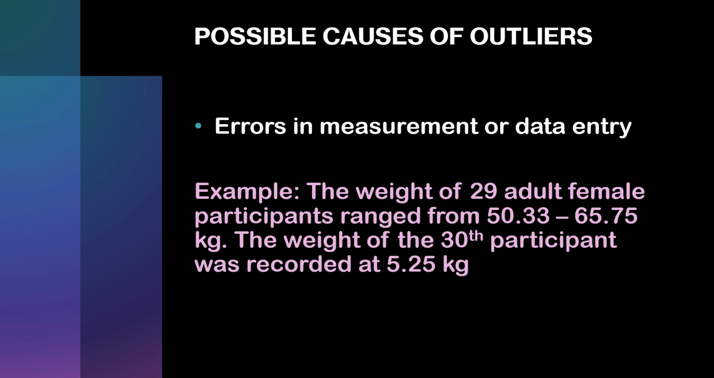Don't guess. Don't say, oh, this is 52.5 kilograms. I just misplaced the decimal point. You are not sure about that, so what is the right thing to do? Go back to the 30th participant and weigh her again. But what if it's no longer feasible or practical to do so? Then, discard the original data of 5.25 kilogram and replace it with the data of a new participant.